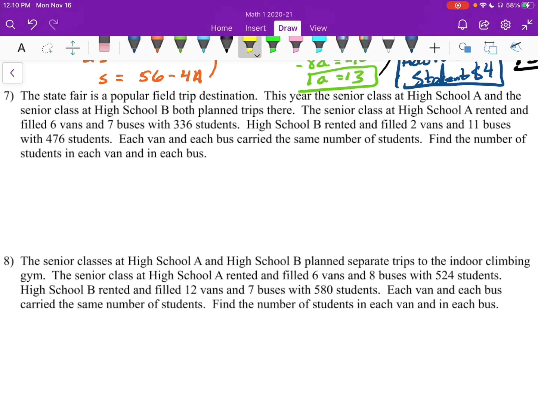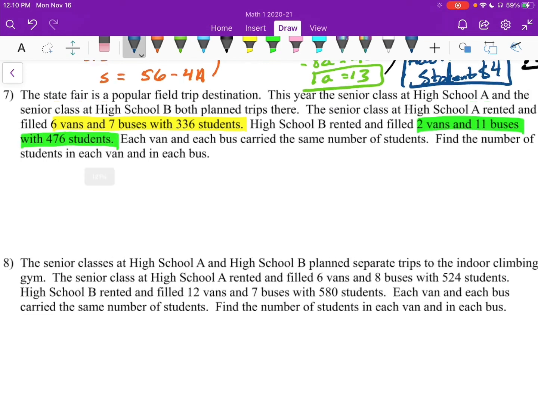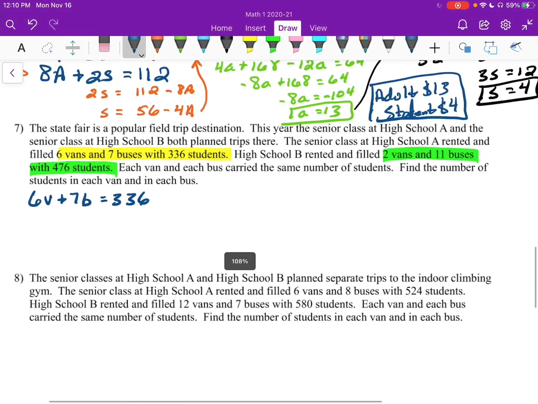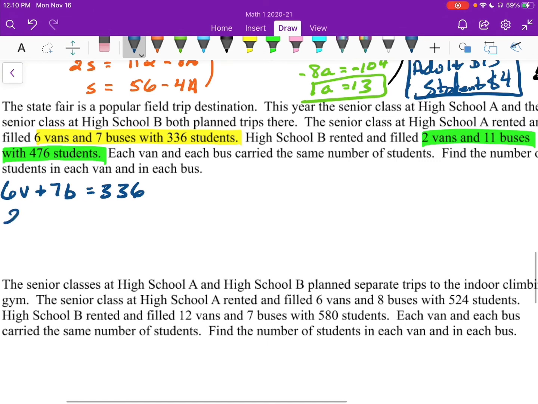So for starters, we have high school A with 6 vans and 7 buses. High school B, 2 vans and 11 buses. So writing my equations, I'll say, well, 6V for vans plus 7B for buses is 336. The second one is going to be 2V for vans plus 11B for buses is equal to 476.